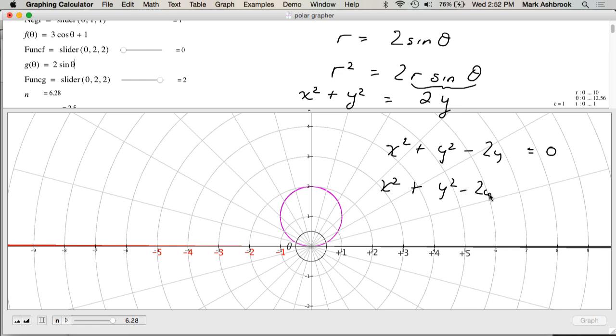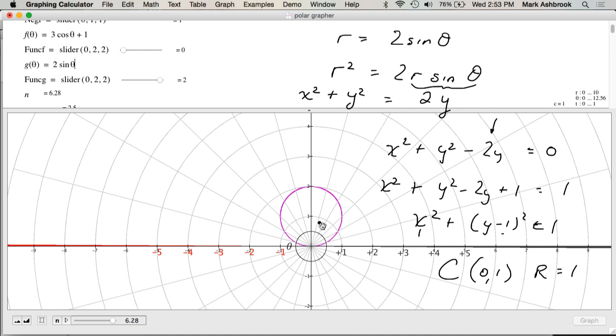How do you complete the square? You take half of the linear coefficient, and square it. So add 1. But I got to add 1 on the other side too. So we get x squared plus (y minus 1) squared equals 1, which is the circle, center (0, 1), radius 1. That's exactly what this is. Center (0, 1), radius 1.